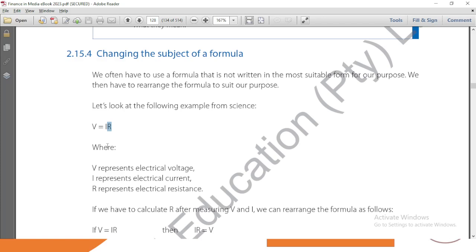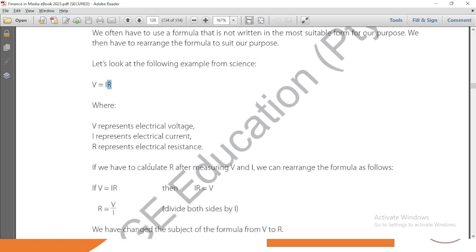To cancel the multiplication, we're going to divide everything by R. Sorry, by I. So we divide everything by I and are left with V over I equals R, and then we can write this in a more presentable way: R equals V over I. So we end up with this final answer that is provided here.